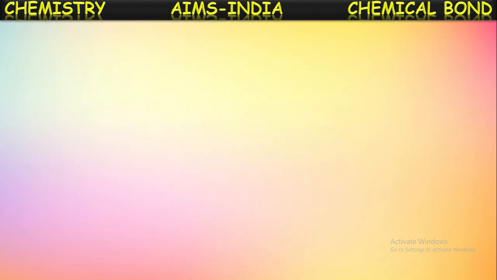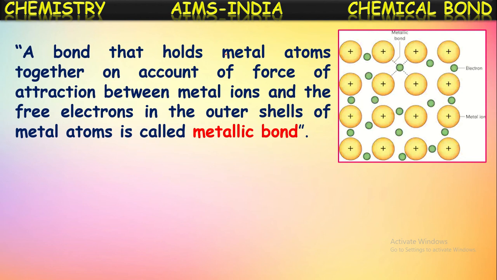Let us try to define this. A bond that holds metal atoms together on account of the force of attraction between the metal ions and the free electrons in the outer shells of these metals is called metallic bond. So each metal atom has a certain number of free electrons in its valence shell. So the attraction between these metal ions and the free electrons of these metal atoms in their valence shells is said to be metallic bond.